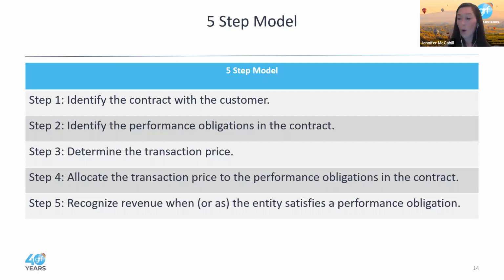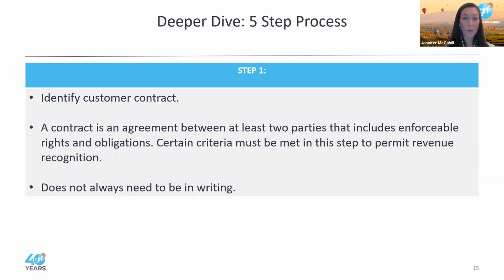Okay, we're going to go over the model very quickly because we really want to focus on the deeper dive into the examples and how to apply the model. But here is the new five-step model, the crux of what Topic 606 is all about, in applying these five steps to your revenues. So let's flip to the next slide and quickly go over them. Step one is identifying whether you even have a contract with the customer.